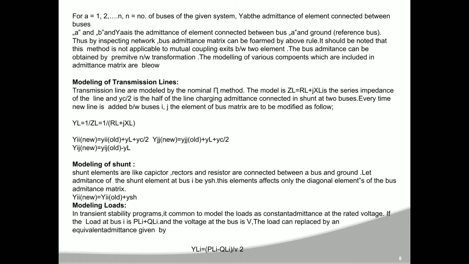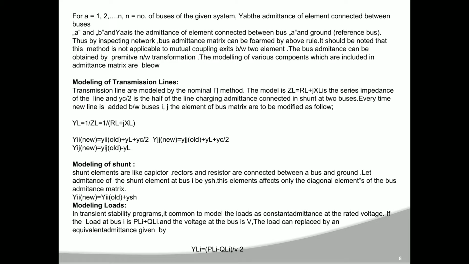For a equal to 1 to n, where n is the number of buses of the given system, Y_AB is the admittance of the element connected between buses A and B, and Y_AA is the admittance of the element connected between bus A and the ground reference bus. Thus, by inspecting the network, the bus admittance matrix can be formed by the above rule.